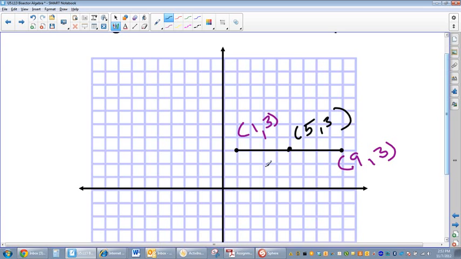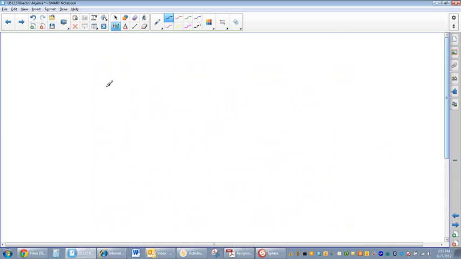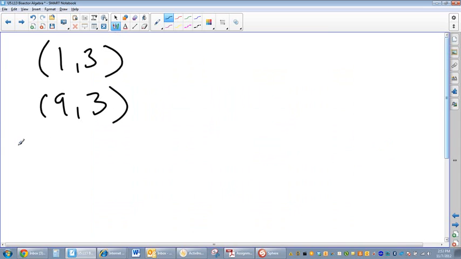So instead of having to count on a number line or a coordinate plane every time, there is a shortcut we can use. So let's take 1 comma 3 and 9 comma 3, and we're going to use a little algebra here to get an answer. The midpoint is halfway between x and halfway between y.